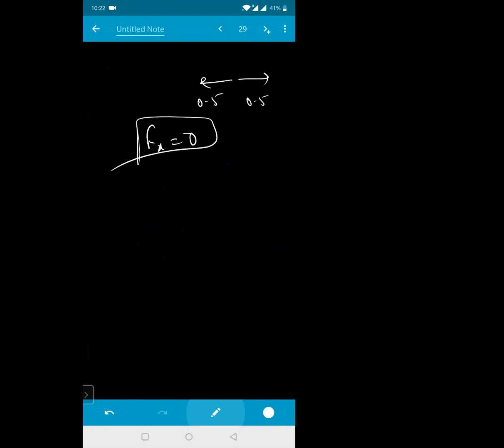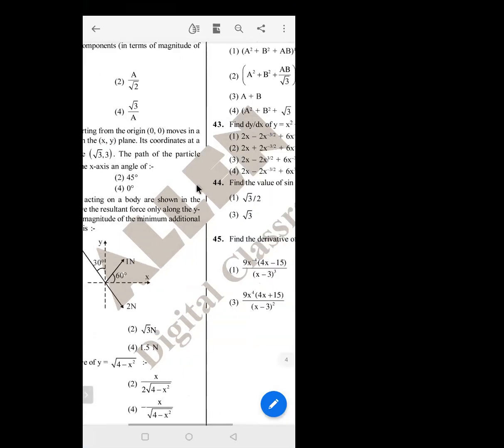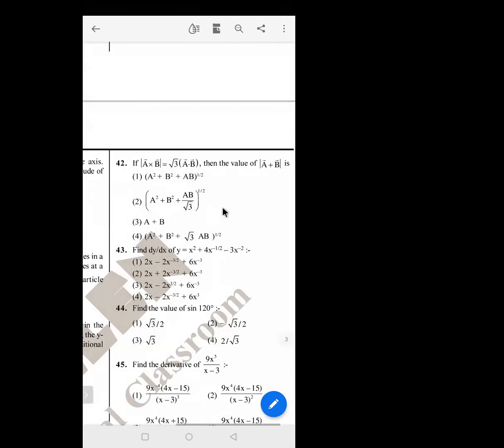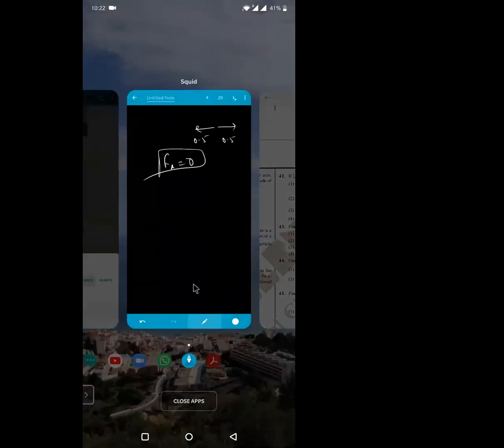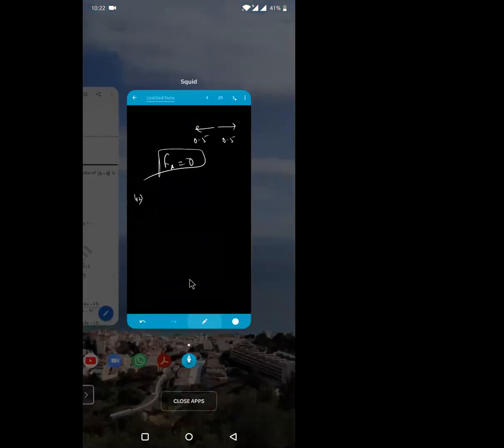41 is a trigonometric question, better leave it. 42 is also a trigonometric question. 42 क्या है देखो basically. Let me check. 41 is a trigonometric question. 42, I hope everyone can do this one. 42 देखो बेटा. What is the question number 42 everyone?